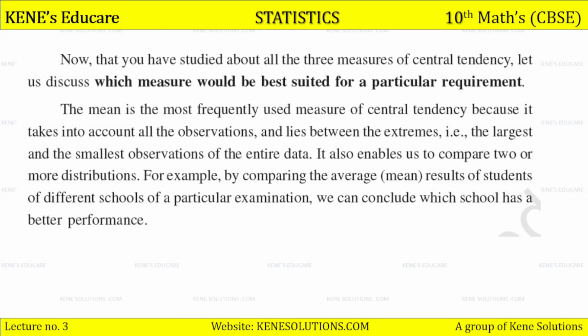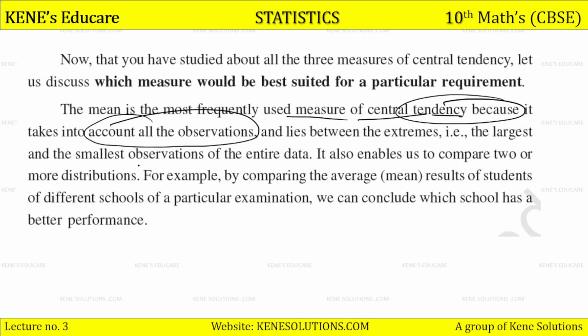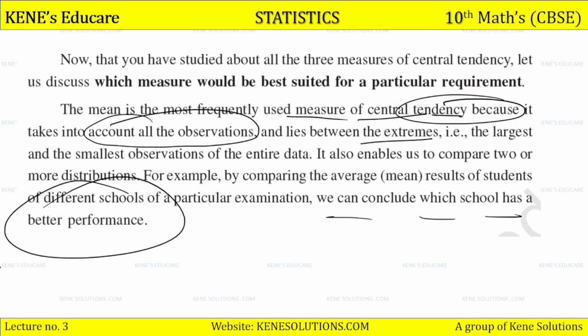Now that you have studied all the three measures of central tendency, let us discuss which measure will be best suited for a particular requirement. The mean is the most frequently used measure of central tendency because it takes into account all the observations. Keep in mind, in the mean we take all observations and it lies between the extremes, that is the largest and smallest observation of the entire data. It also enables us to compare two or more distributions. For example, by comparing the average result of the students of different schools in a particular examination, we can conclude which school has better performance.